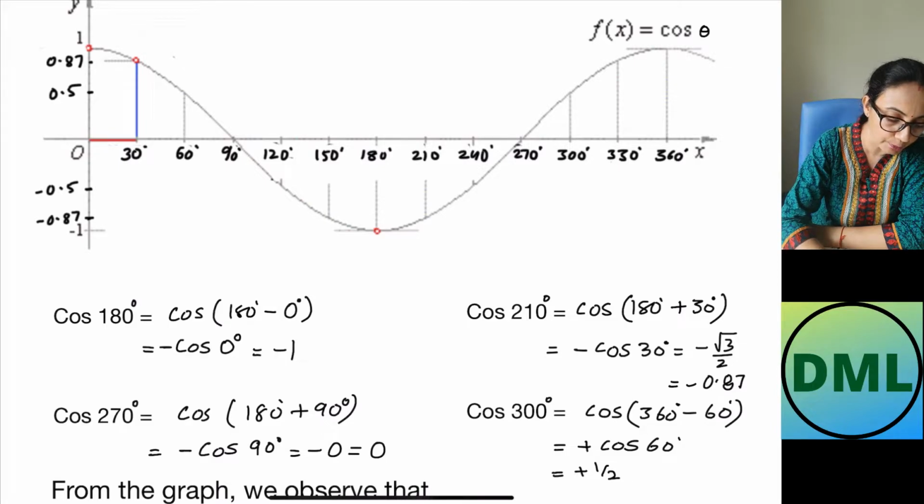So if we keep on plotting the values, our cos graph will look like this and at 360 degree it will be positive 1.